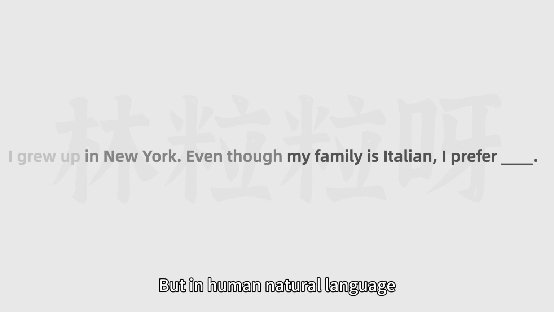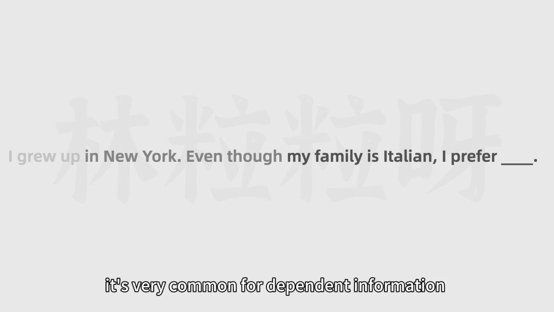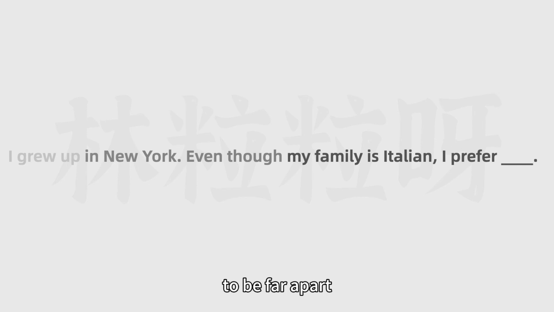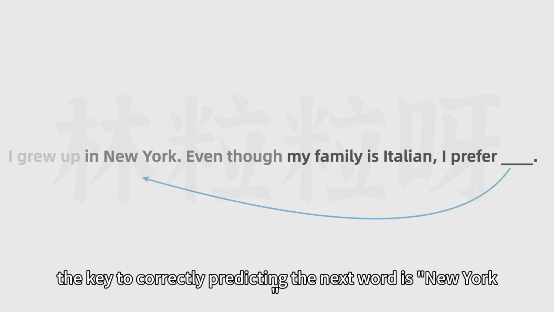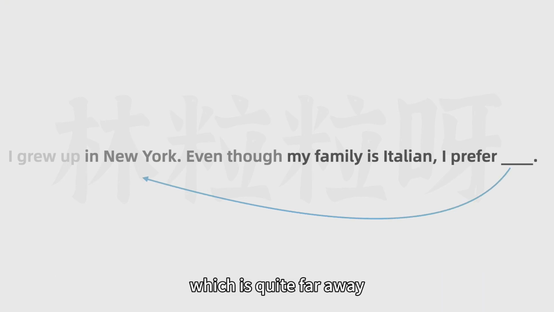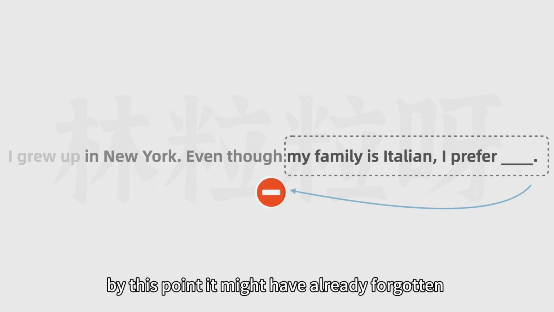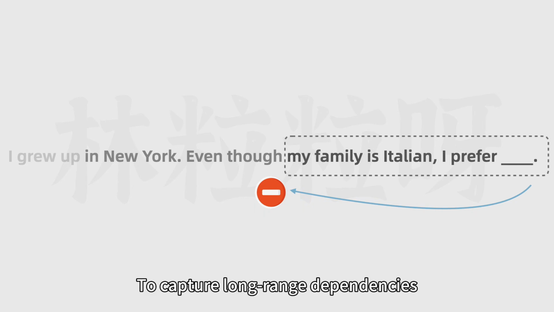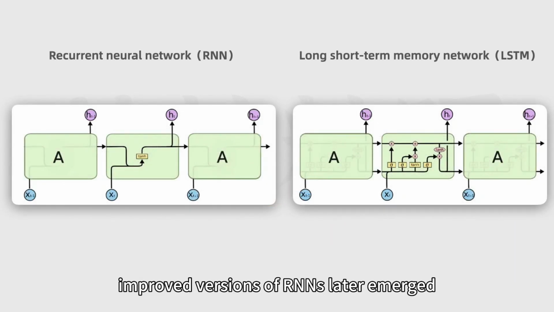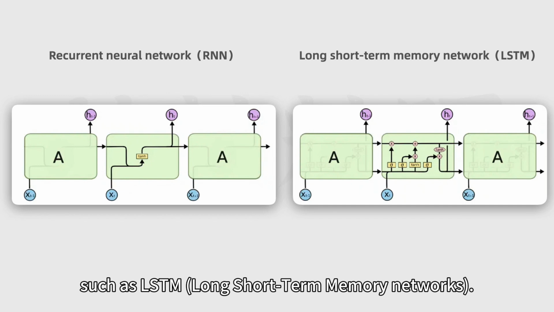But in human natural language, it is very common for dependent information to be far apart. For example, in this sentence, the key to correctly predicting the next word is New York, which is quite far away. If an RNN were to generate the following content, by this point, it might have already forgotten the earlier information. To capture long-range dependencies, improved versions of RNNs later emerged, such as LSTM, Long Short-Term Memory Network.